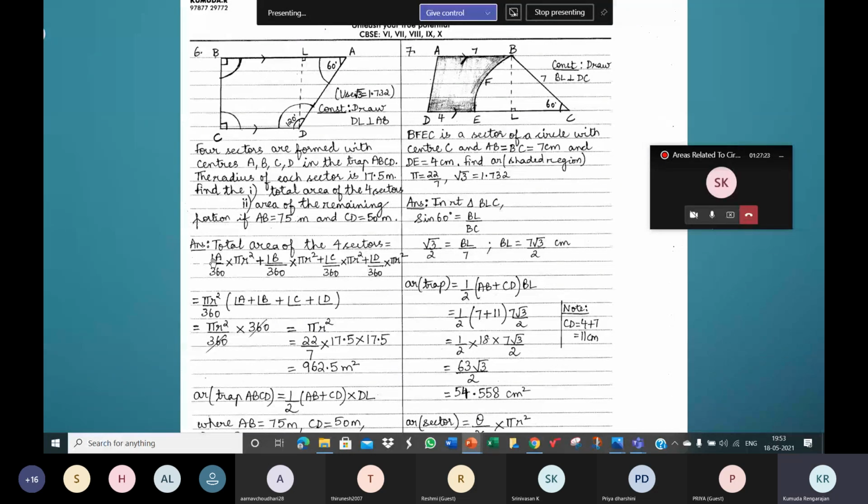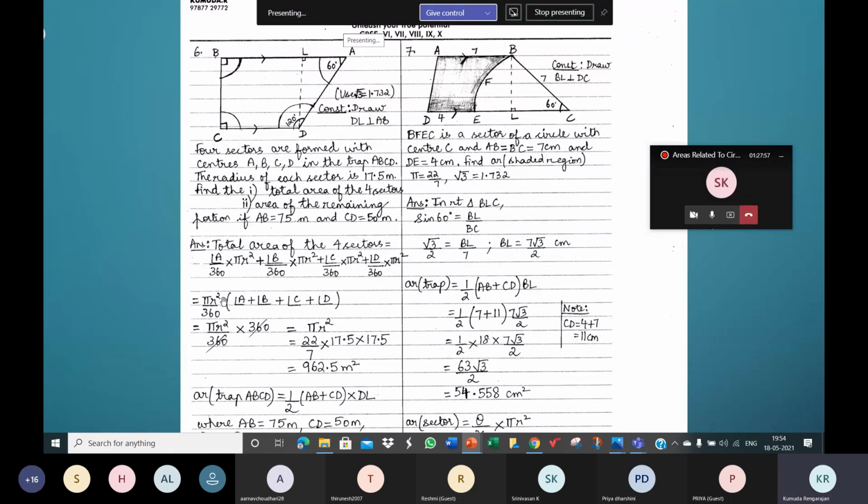So the total area of the 4 sectors is equal to the area of the sector, angle A by 360 into pi r square. Similarly, angle B by 360 into pi r square, angle C by 360 into pi r square, and angle D by 360 into pi r square. The sum of the areas of all these sectors will be the total area of the 4 sectors. So again, pi r square by 360 is common because the radius is the same for every sector. The radius of each sector is 17.5 meters.